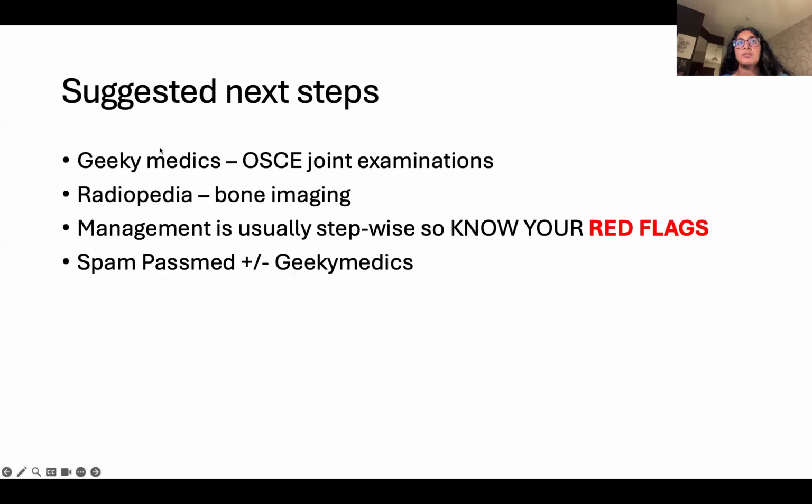But some next steps for you. So definitely learn your joint examinations. If you want to look at bone imaging and practice how you report that, use Radiopaedia, especially for fractures, and try and get a system. For management, it's usually stepwise, but there are going to be times where you have red flags that you really need to know how to step straight up to that management. Even for rheumatoid, remember, start your DMARDs very early on. And PassMed and Geeky Medics are really good just to know how a patient might present, and you get really fast at diagnosing.